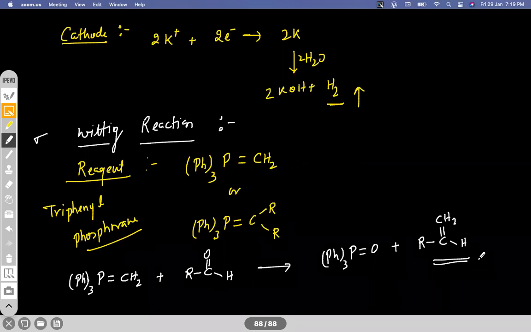This reaction is there in the aldehyde ketone chapter also. There we can discuss the mechanism. But how to write down the product? Double bond O and double bond CH2 you have to interchange. This we call the Wittig reaction. Wittig reagent is triphenyl phosphorane. Important reaction.